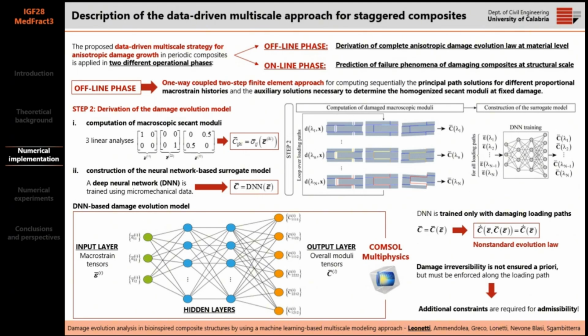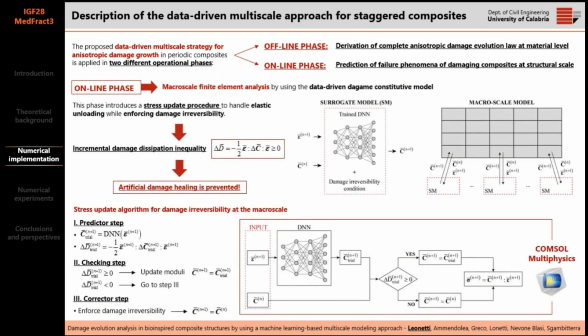Obviously, this surrogate model does not fulfill a priori the damage reversibility, which is required for thermodynamic consistency. So in this work, we apply in the subsequent online phase a new stress update algorithm, which is able to handle elastic unloading while enforcing damage reversibility. So how does this approach work?